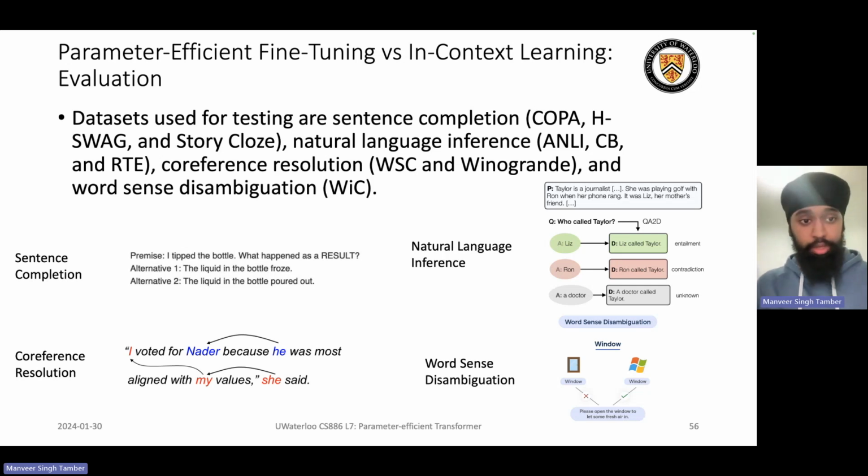Co-reference resolution is recognizing whether or not an entity is referring to the same thing as another entity in some text. And word sense disambiguation is figuring out in what sense we mean the word. If we say something like, please open the window to let some fresh air in, are we referring to the kind of window that we look out of to see outside, or are we talking about the operating system?